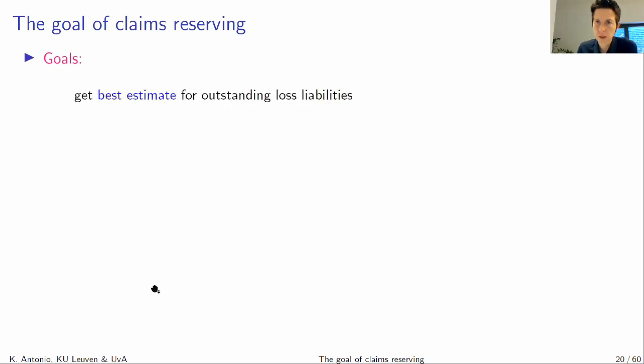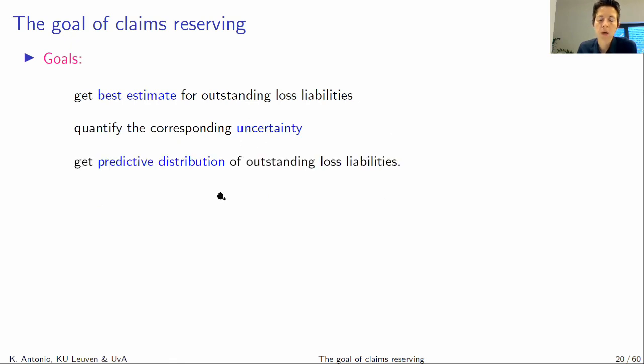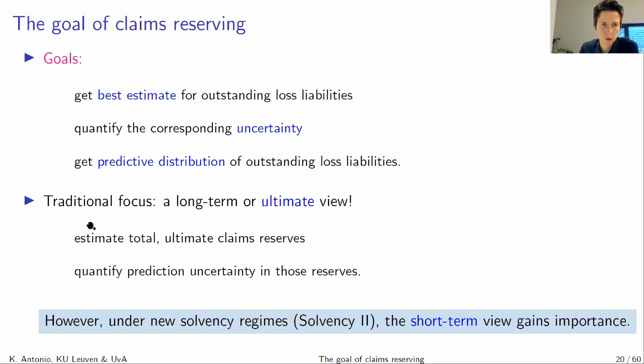We want to get this best estimate, and we want to also quantify the corresponding uncertainty, or even go beyond that and get a full predictive distribution of the outstanding loss liabilities. So traditional focus in this literature and with the use of these methods in practice has been on the long term or the ultimate view. So what we mean with that is that we want to predict the ultimate claim amount, so the last column in our cumulative triangle, or we want to predict all the cells in the lower triangle, right?